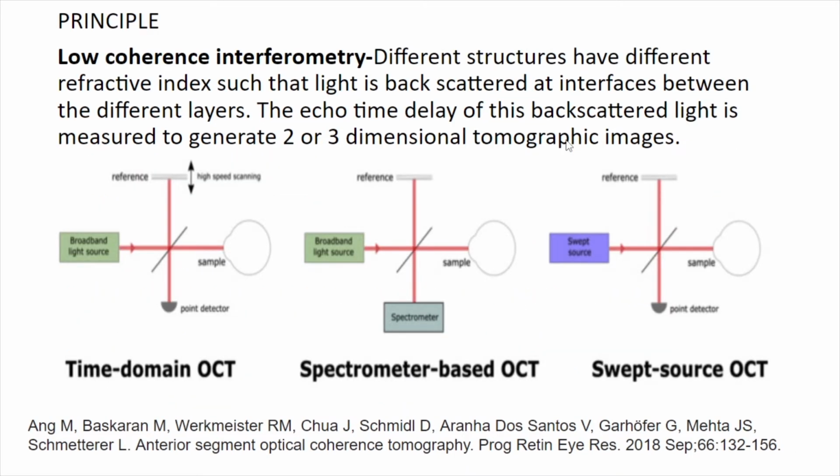So the ASOCT is based on the principle of low coherence interferometry. Basically, different structures in the eye have different refractive index. So when light falls on the different interfaces, it is backscattered, and then we measure the echo time delay of this backscattered light to generate 2 or 3 dimensional tomographic images. In the time domain OCT, the reference mirror is also moved. In the spectrometer based and swept source OCT, the difference is that the reference mirror is kept fixed.